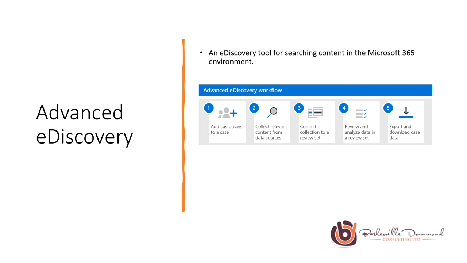The process for using advanced eDiscovery is relatively straightforward. Essentially, we create an eDiscovery case. We'll add custodians to that case. Custodians are essentially those individuals that hold the data we wish to search against. We'll then collect the content from the data sources we want to search against.